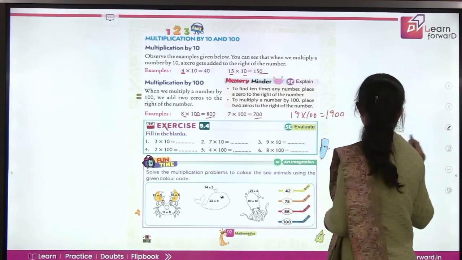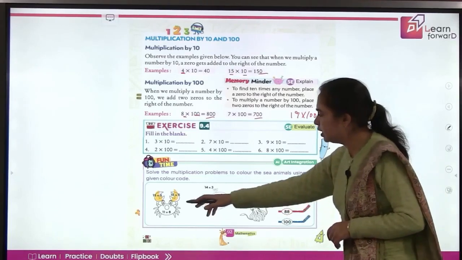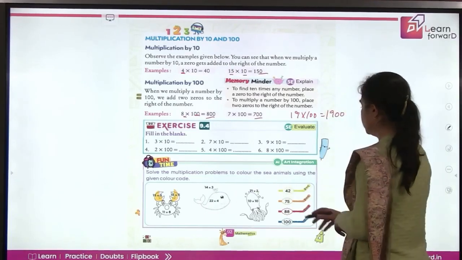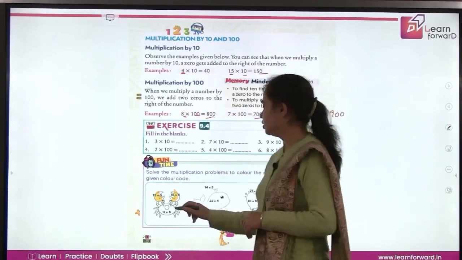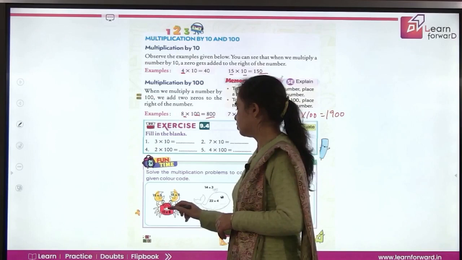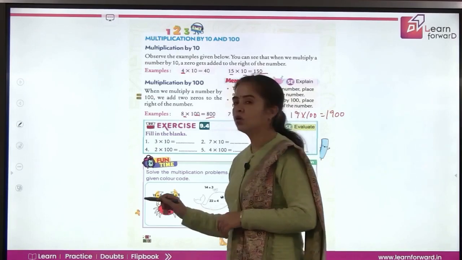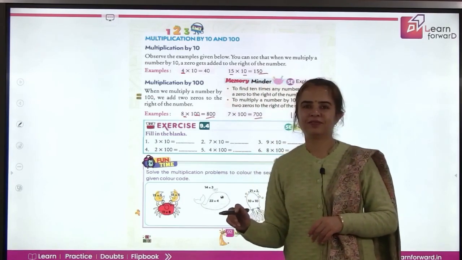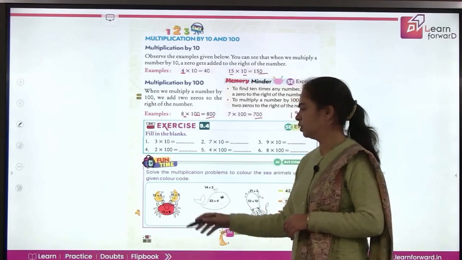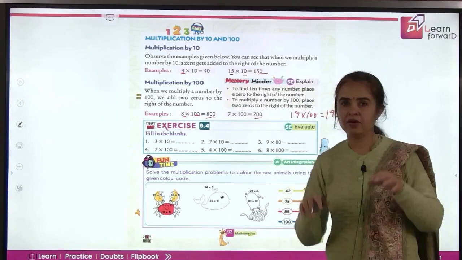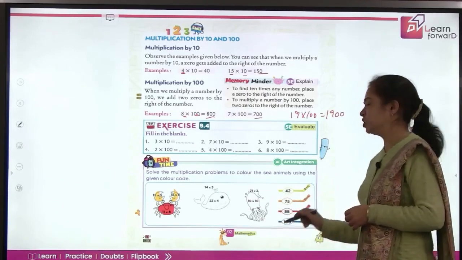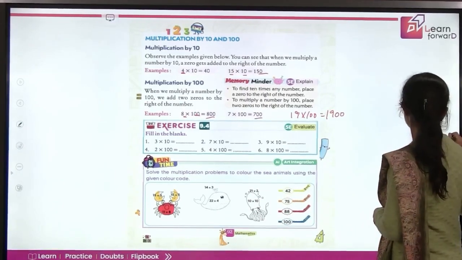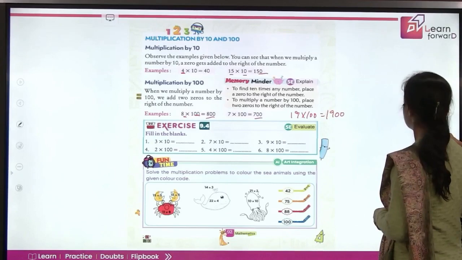No. Now next one is 11 times 8. What do you get? 88. For 88 you have to use red color. So I'll be making it red. And the crab is ready. It's scary also, isn't it? So scary red, angry red. So similarly, you will be just coloring the other two pictures using this color chart and have lots of fun.